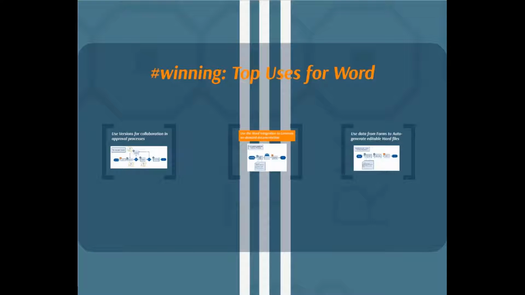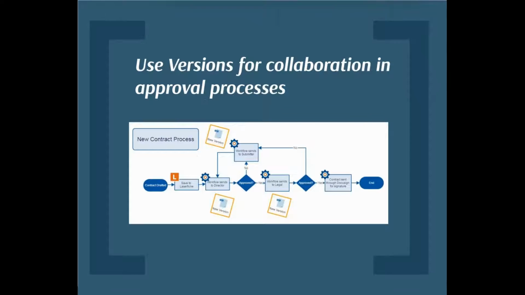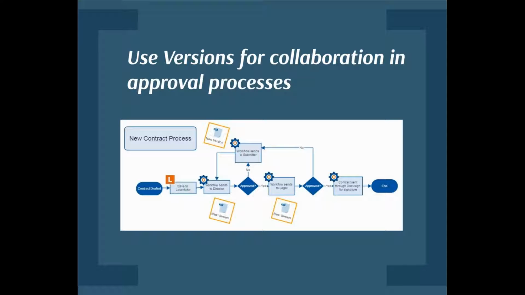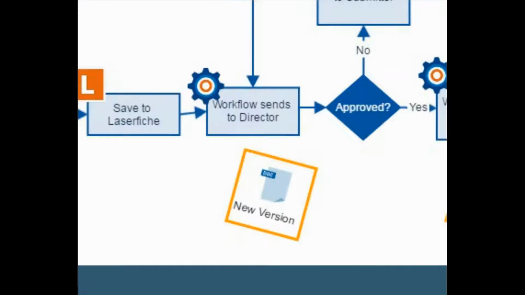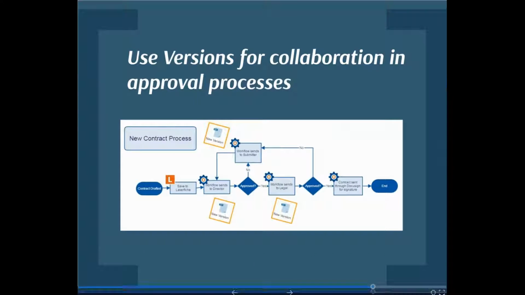So the first one is using versions for collaboration and approval processes. This is probably the most common use for the Word integration. Sorry, I'm going to start with the overview. I've proposed here just a new contract process. It starts when the contract is drafted in Microsoft Word. You save it to Laserfiche using the ribbon. Workflow then sends that contract to the director via a shortcut link emailed to them.